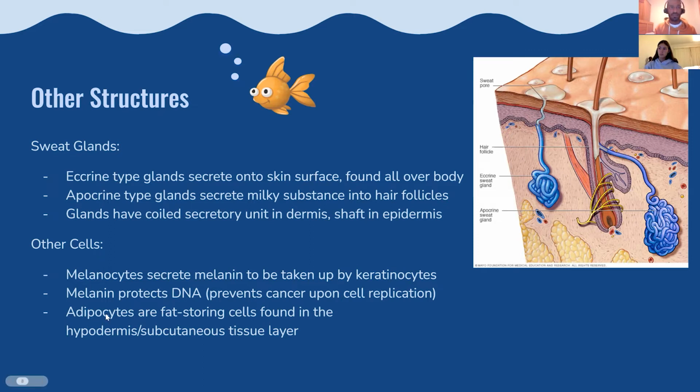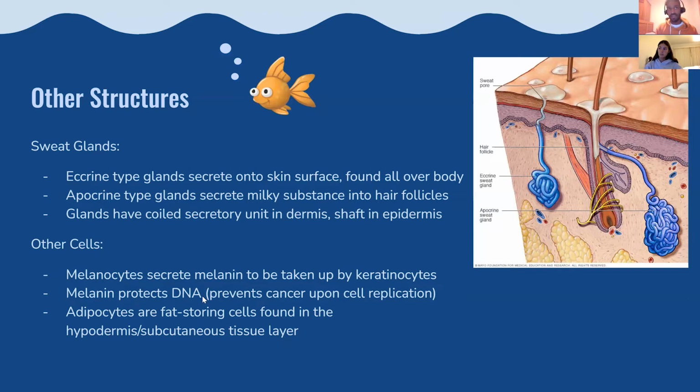Some other cells that you get in the dermis and potentially in the skin as well. So adipocytes, they're the fat storing cells found in the hypodermis. They allow it to be that fatty layer. And also in the epidermis, that basal layer, we'll get our melanocytes. They secrete melanin that gets taken up by the keratinocytes.